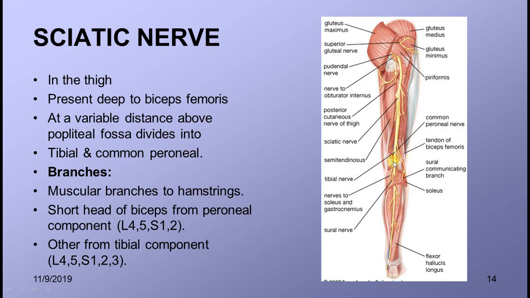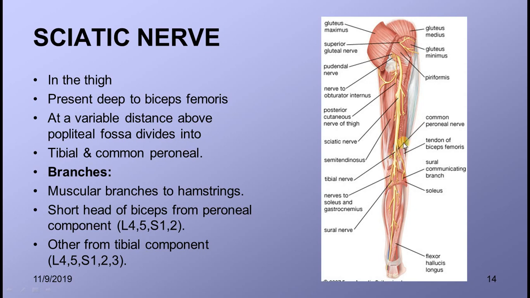So usually students have difficulty in identifying which is the common peroneal and which is the tibial component of the sciatic nerve. Very simple. The common peroneal nerve is closely related to the tendon of biceps femoris laterally, and you can see it is winding around the head of fibula and passing anterior. Whereas the tibial nerve runs posteriorly in the midline downwards, and it is going to divide into anterior and posterior tibial nerve.